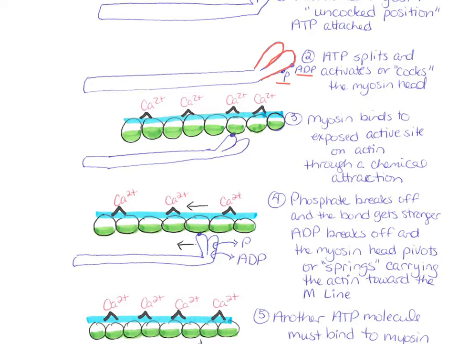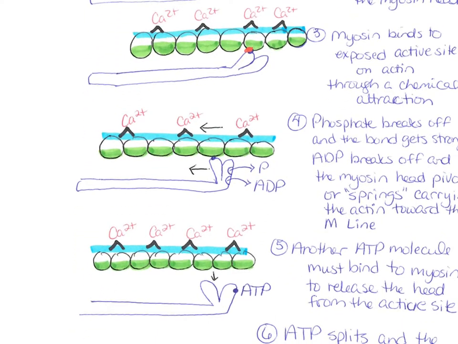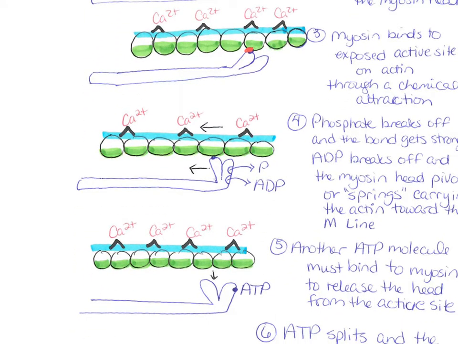So in the next picture then, we see how the myosin head that is in the cocked position, in the activated position, will just automatically bind to the active site on actin if that active site is exposed. So that's just what we're seeing right there. It's just a chemical attraction. It's going to happen. ATP is not involved with that. It just happens.